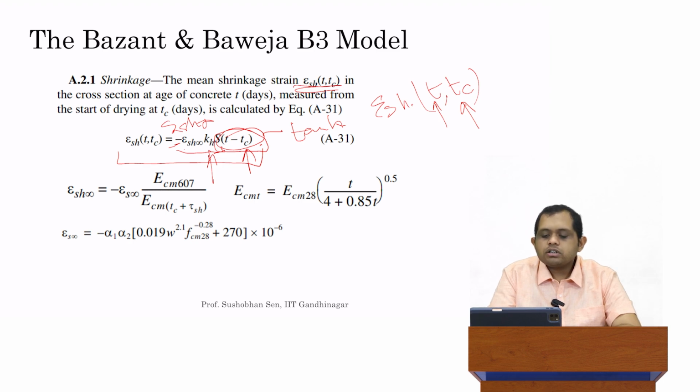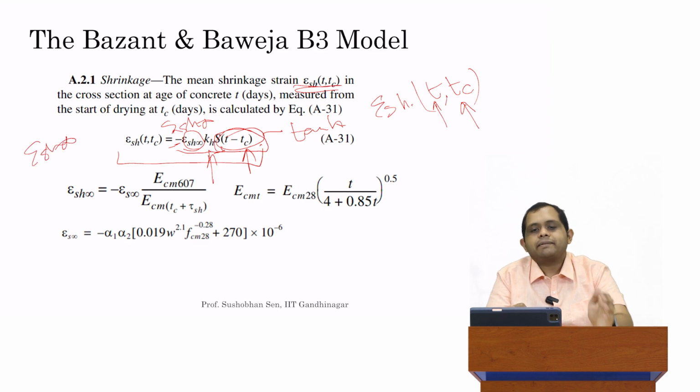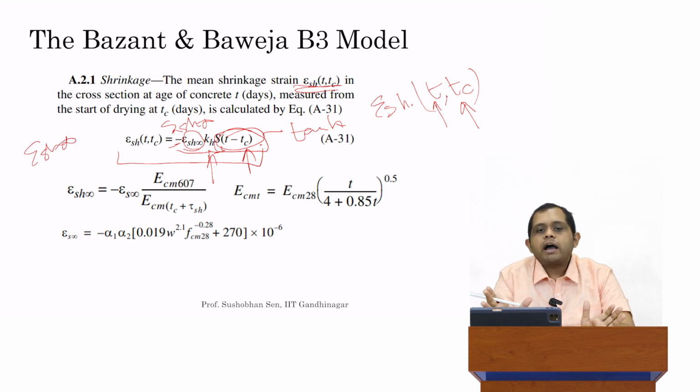But we have this particular term, epsilon SH infinity, which is after a very long time. What is the asymptotic or the final value or the long-term value of the shrinkage strain which is developed? That's a value that has to be calculated. According to Bažant and Baweja, this value depends on the type of concrete mix that we have and its strength. That's what the model says.